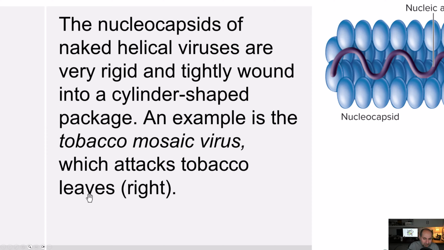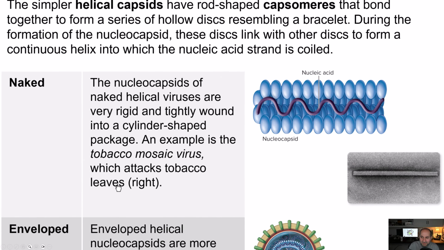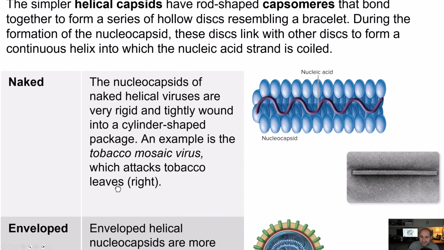Isn't that interesting that a helical virus that looks like tiny cigarettes is the very virus that attacks the tobacco plants, right? Tobacco leaves of the tobacco plant. Like an irony of life, because tobacco leads to cigarettes, and cigarettes are deadly to people. However, the tobacco mosaic virus attacks the tobacco leaves. So it's one of those life's greatest ironies, in my opinion. It's kind of an interesting factoid.